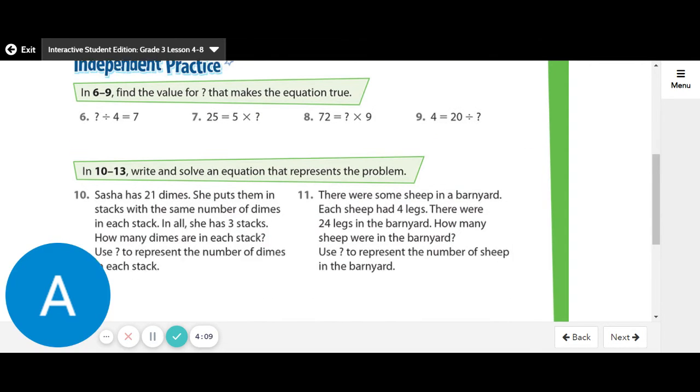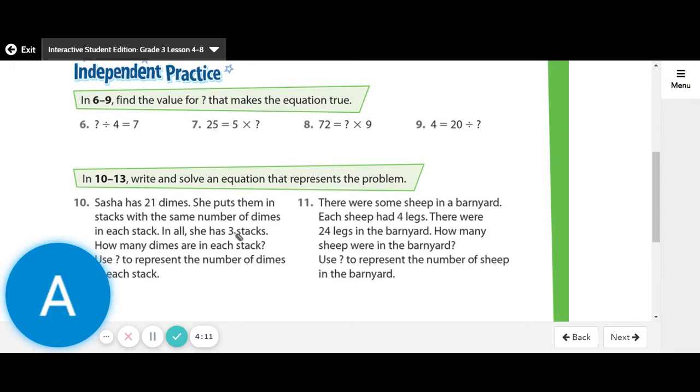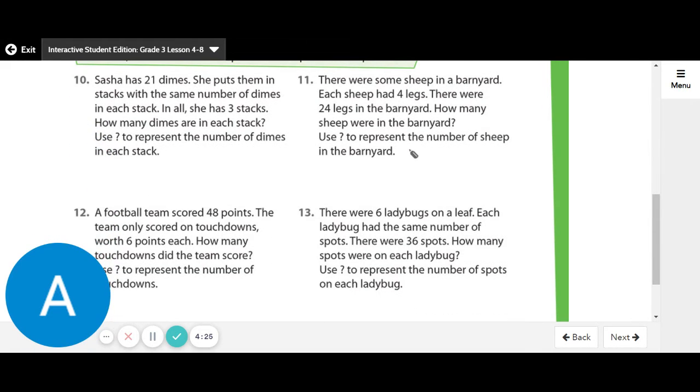I want you to try number 6, 7, 8, and 9. Pause the video and then play the video to check your answers. Number 6, 7, 8. We know 28 divided by 4 is 7. 25 equals 5 times 5. 72 equals 8 times 9. And 20 divided by 5 equals 4.